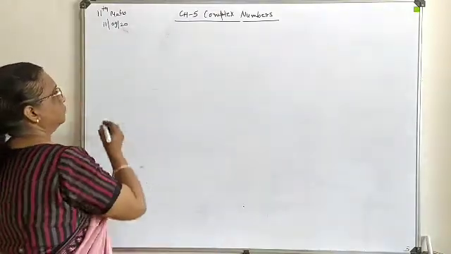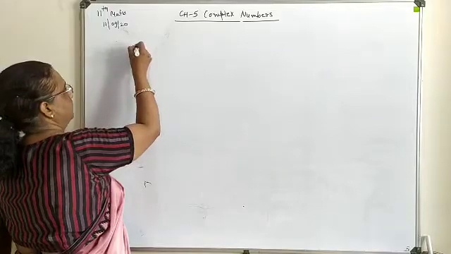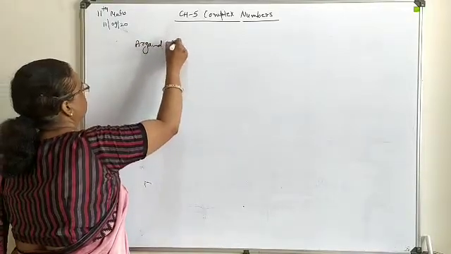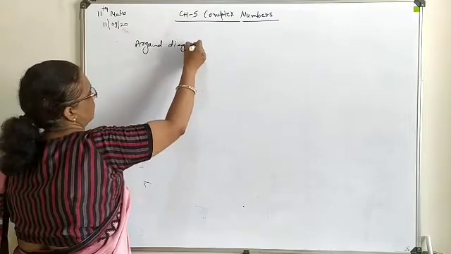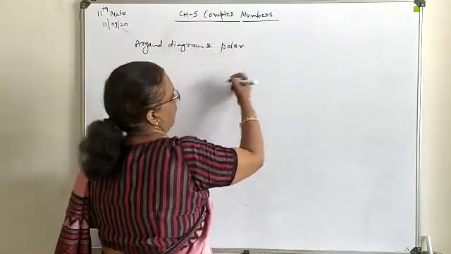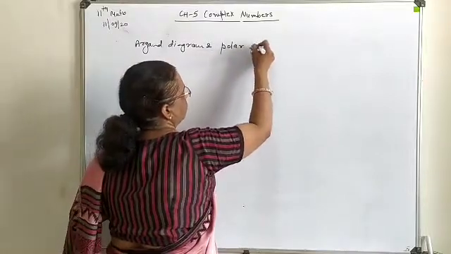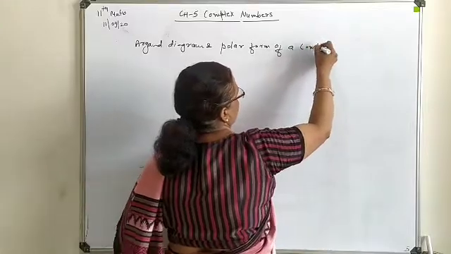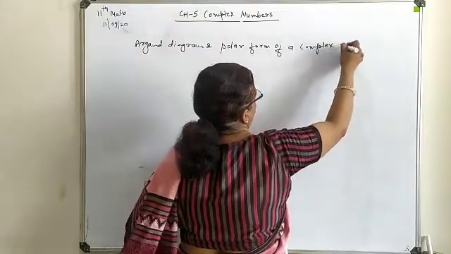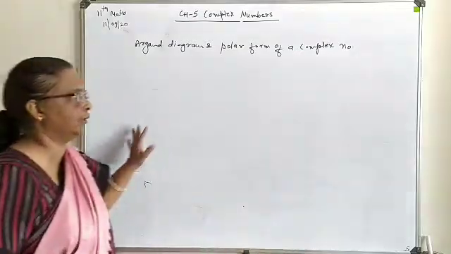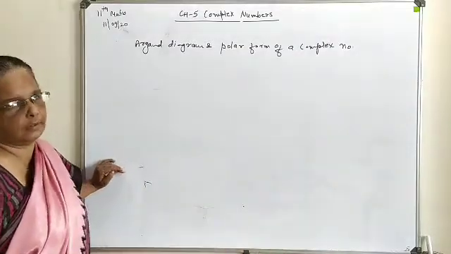Now first of all we talk about the Argand diagram and polar form of a complex number, and then we will discuss about the argument regarding the given complex number.